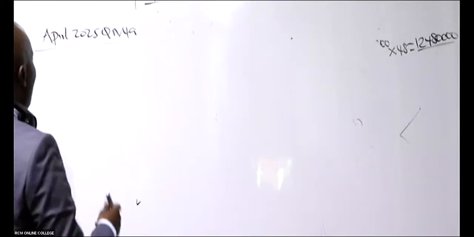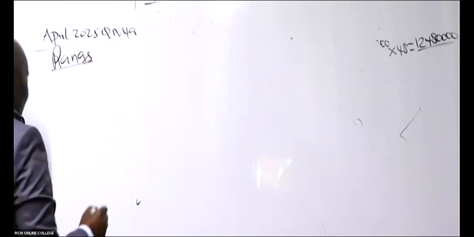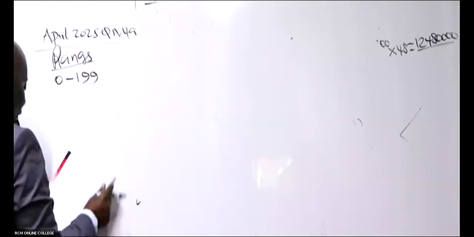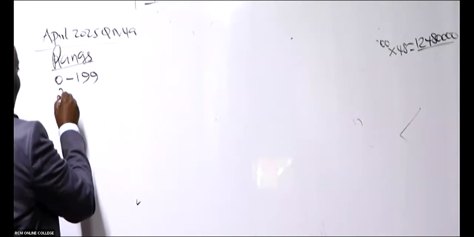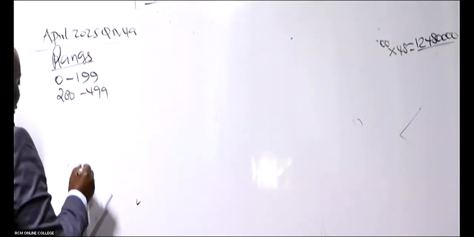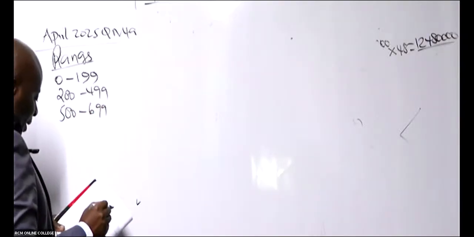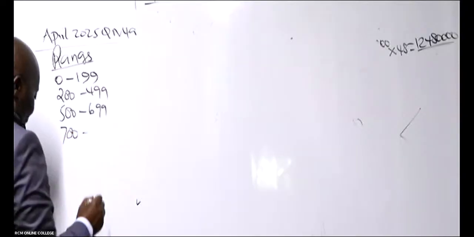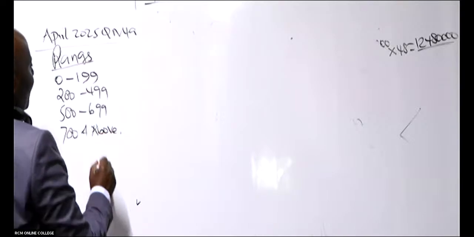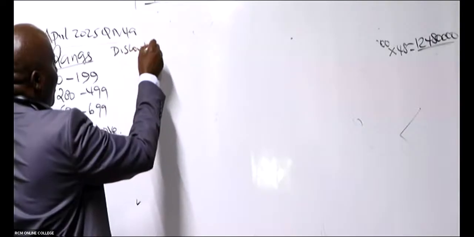So the first thing that I will do, I will write my ranges. The first one is 0 to 199. I can see 200 to 499. I can see 500 to 699. I can see 700 and above. So we have here the discounts.